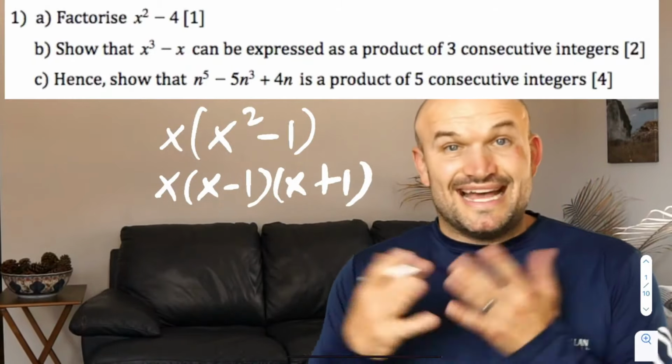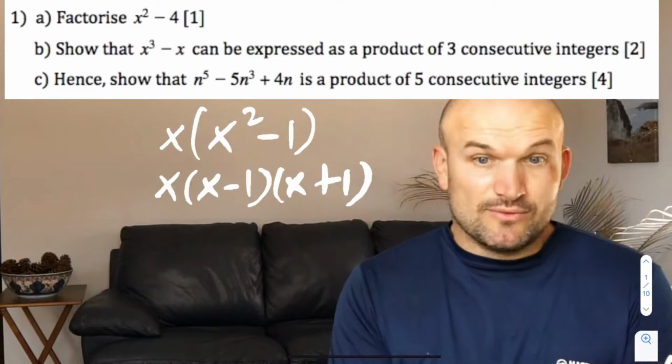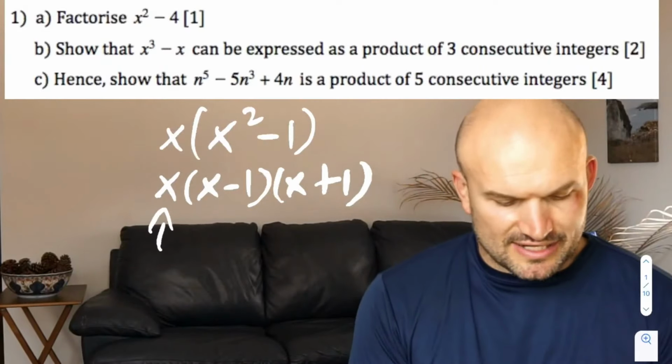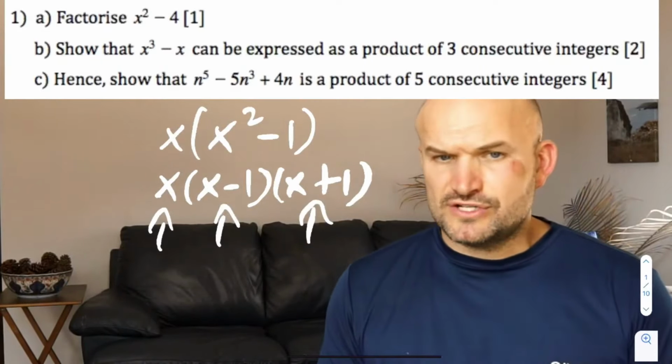Now, actually, that's the answer. That's actually done. You can see that we actually wrote this out as 3 consecutive terms. How are they written as 3 consecutive terms?